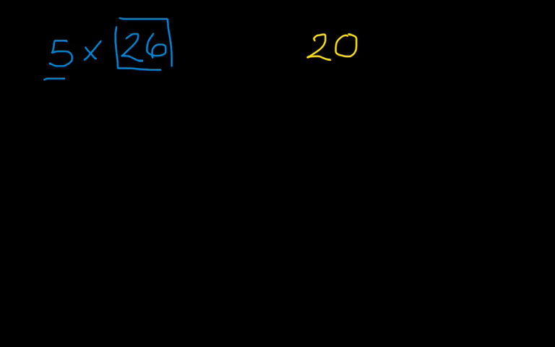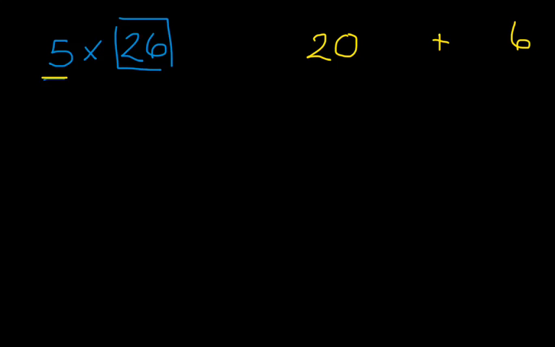Let's get crazy. Let's do something with a big number in it. Let's try 5 times 26. Right? So we know our 5, so let's leave that alone. It's our 26 that we're concerned about, right? So let's break our 26 into easy numbers. We're going to try break it into 20 plus 6, right?